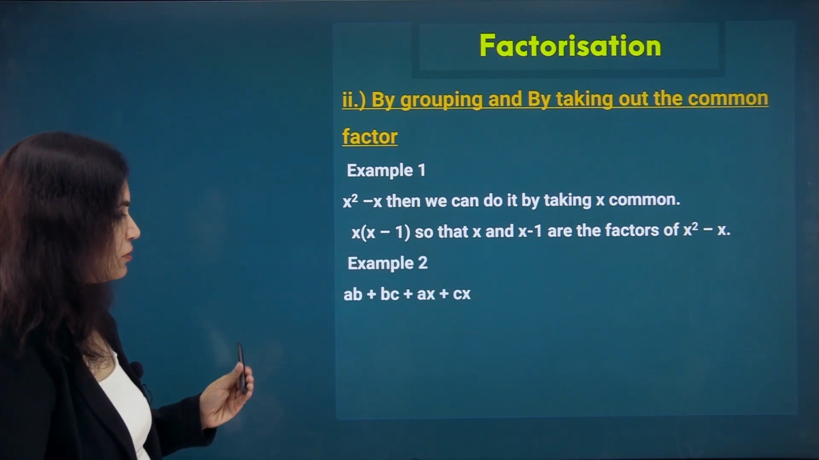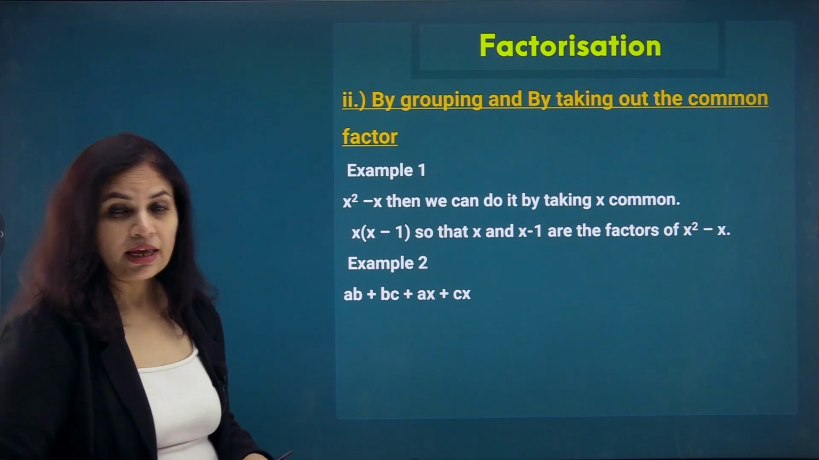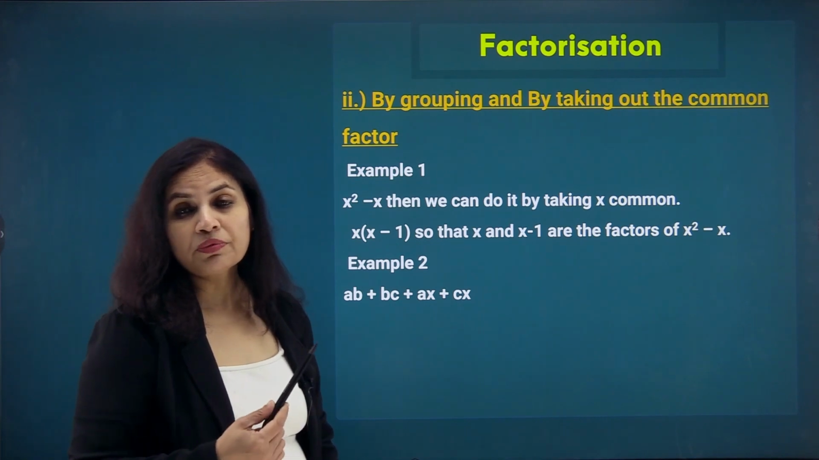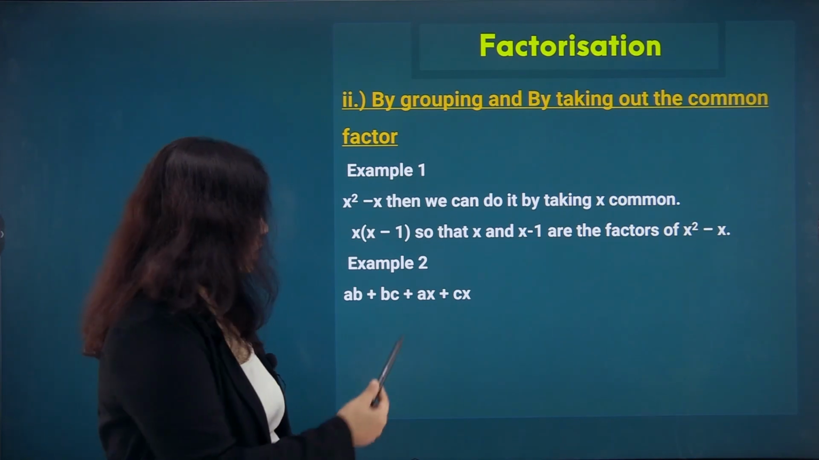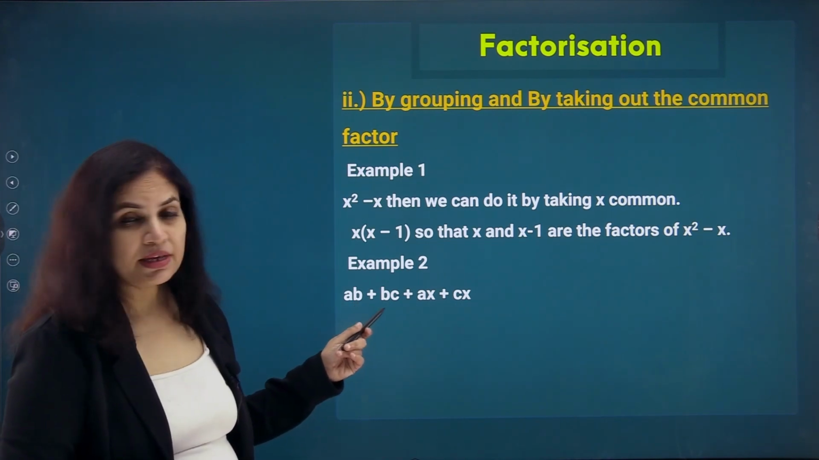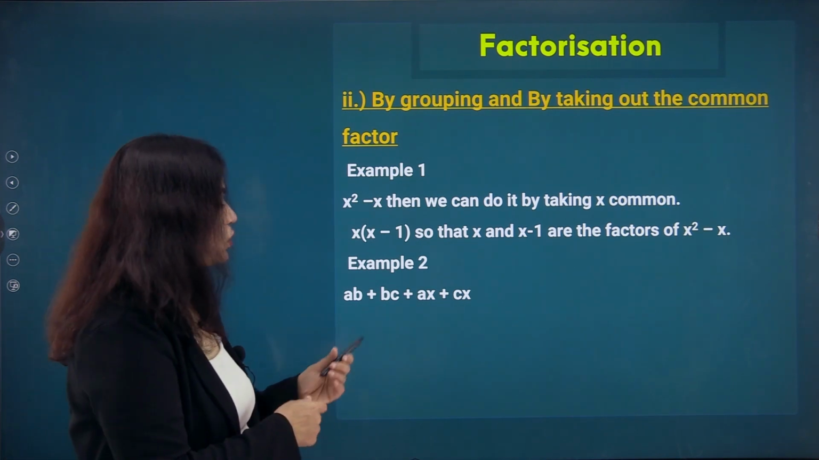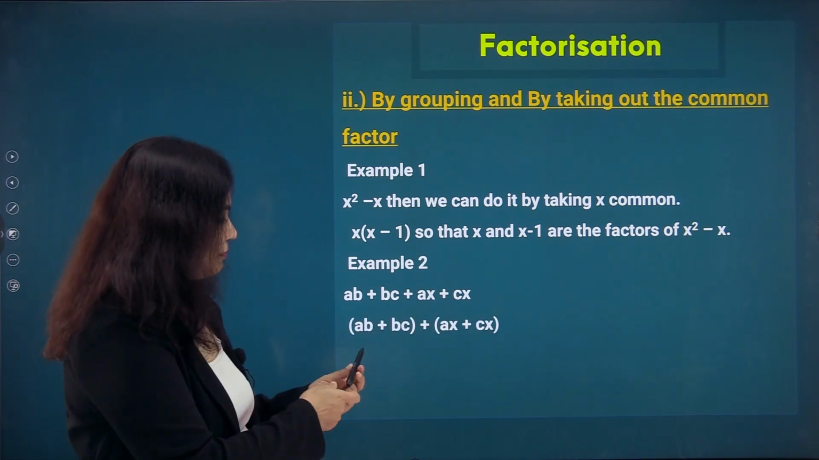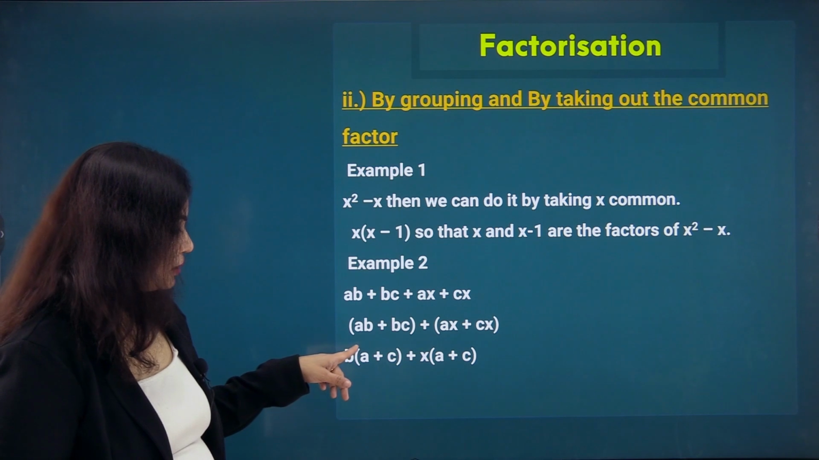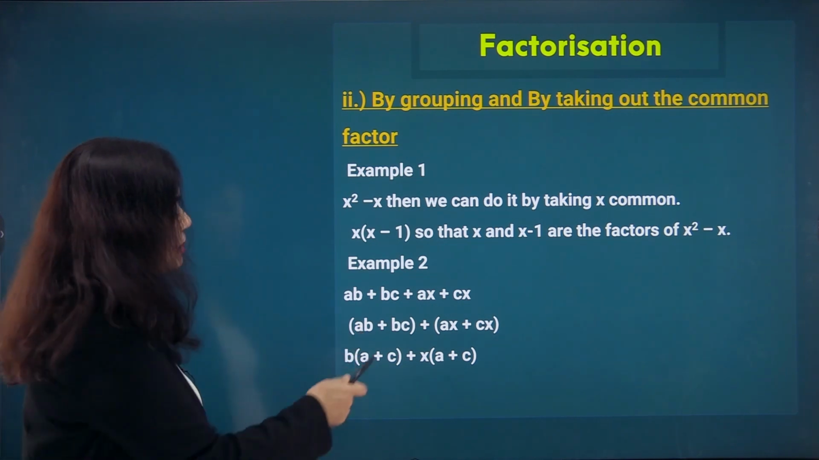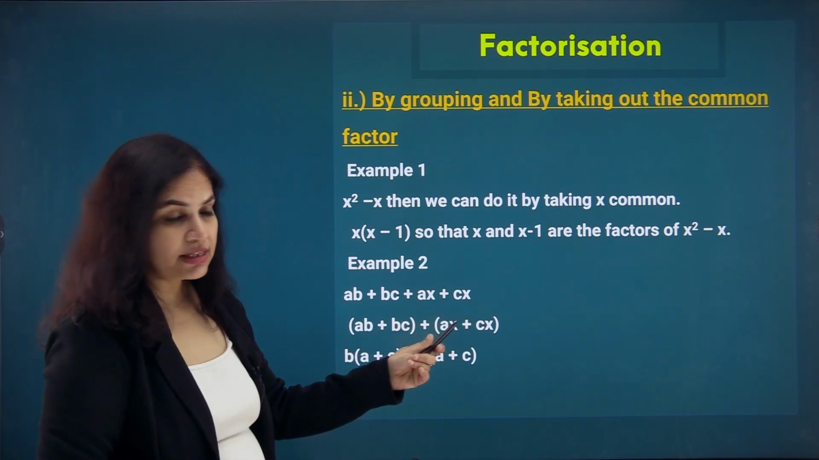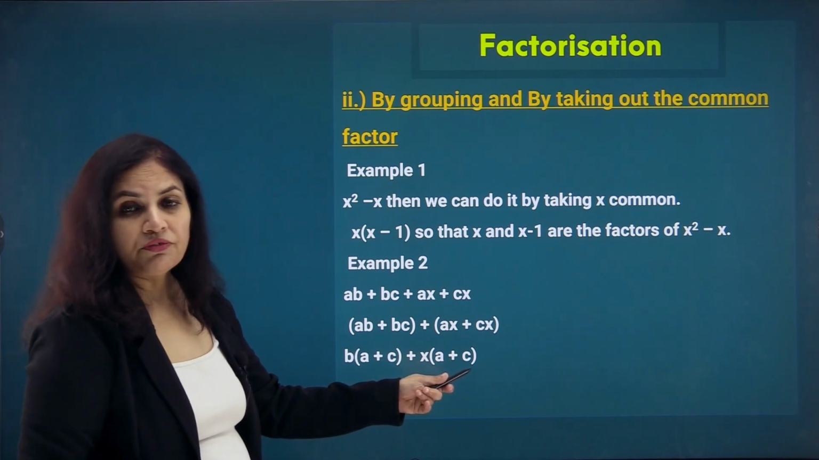Example 2, if we have a quadrinomial AB plus BC plus AX plus CX, there are 4 terms. So what we will do, we'll first group them in groups of 2. Grouping AB plus BC, I can see B is the common factor. If B is the common factor, then inside I'll have A plus C. Out of the first term only A remains, and from the second term only C remains. Similarly, from AX and CX, if I take X common, I'll be left with the factor A plus C.